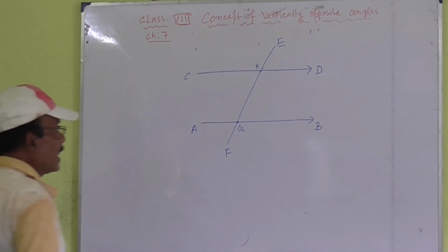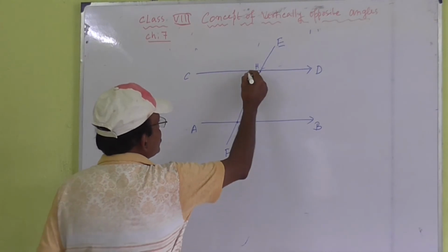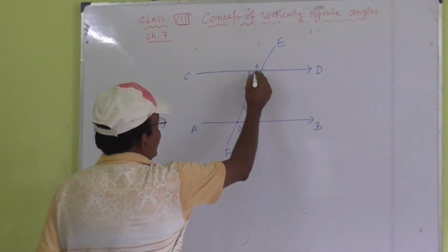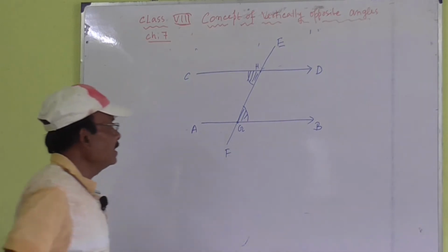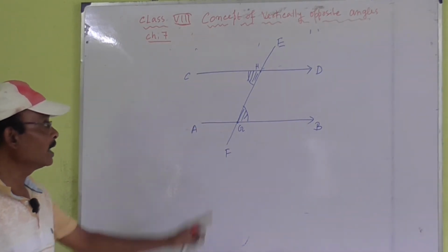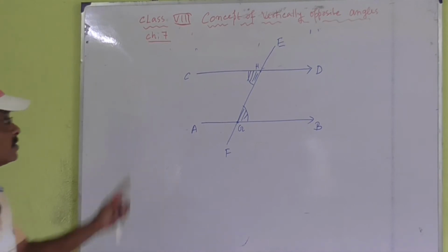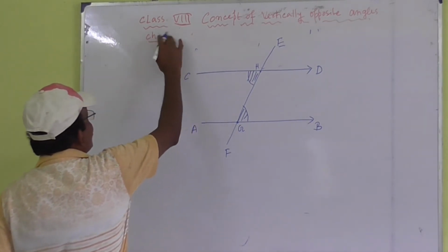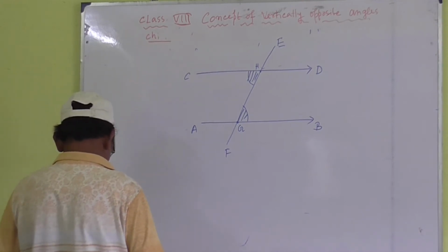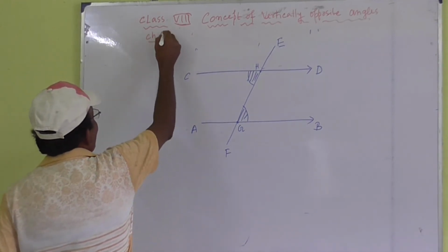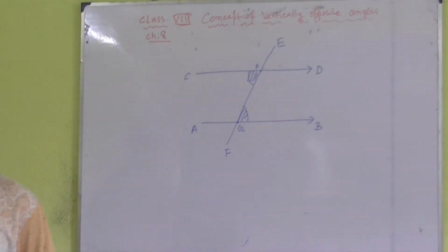So, the angles formed, this angle and this angle, are named alternate angles. Alternate angles are equal. This will be chapter 8. And this theorem is properties of parallel lines and their transversal.